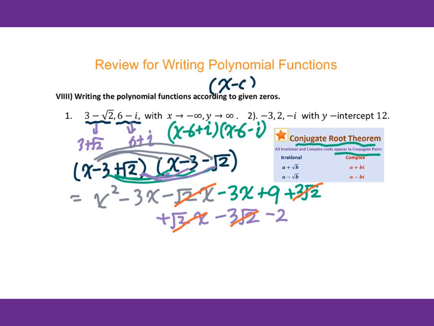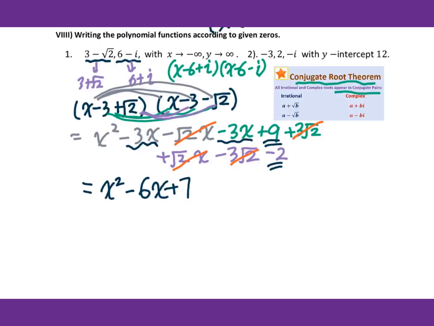Then combine like terms. You will get x squared. These 2, that's negative 6x. 9 minus 2, you will get plus 7. Now let's work on x minus 6 plus i times x minus 6 minus i.